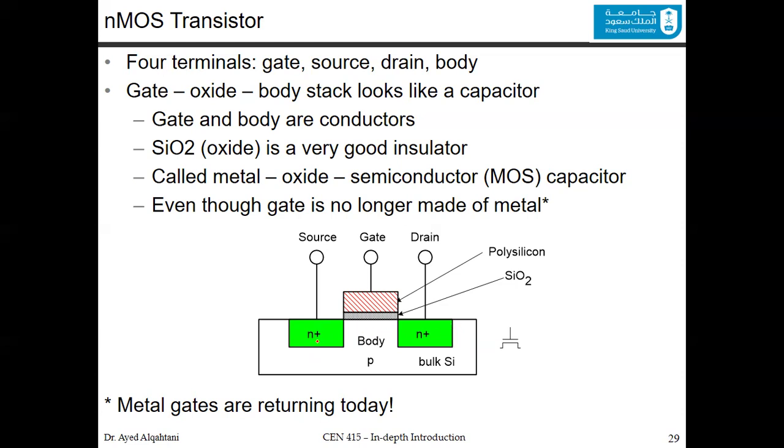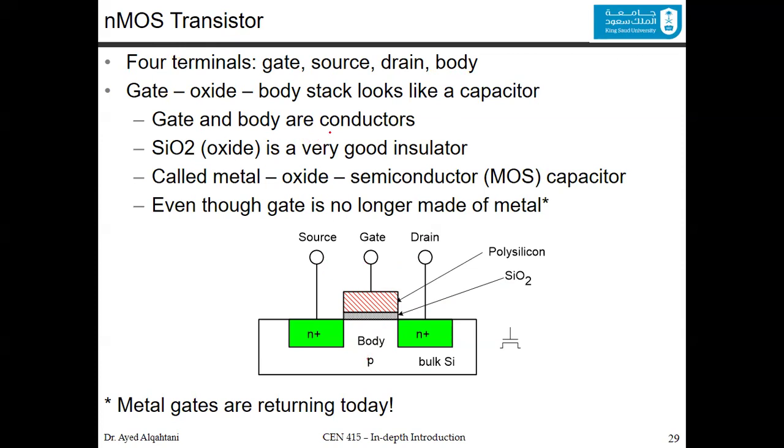If we connect N plus to the source, which is a region with an N plus type, and we connect another region to the drain, and we have a silicon oxide, which is an insulator between the gate and the rest of the transistor, we have what we call an NMOS transistor, which consists of the gate, the source, the drain, and the body terminals. These are 4 terminals. This is the source, the gate, the drain, and the body is here.